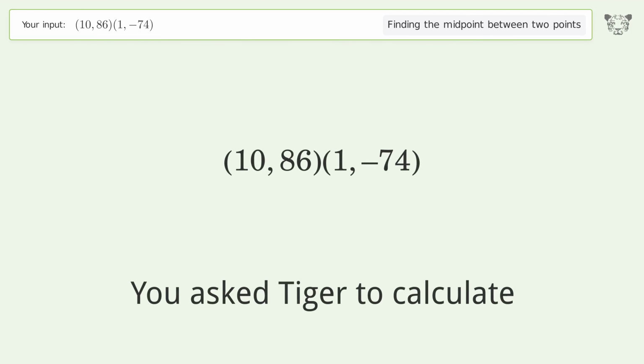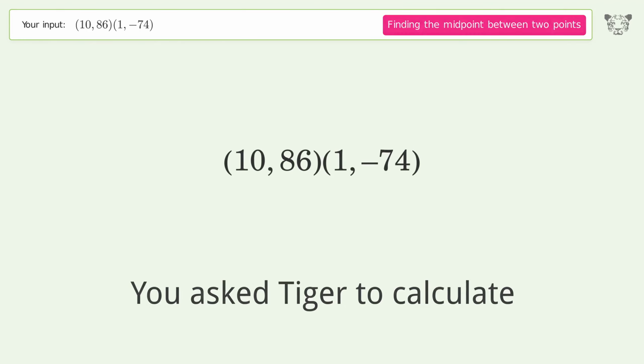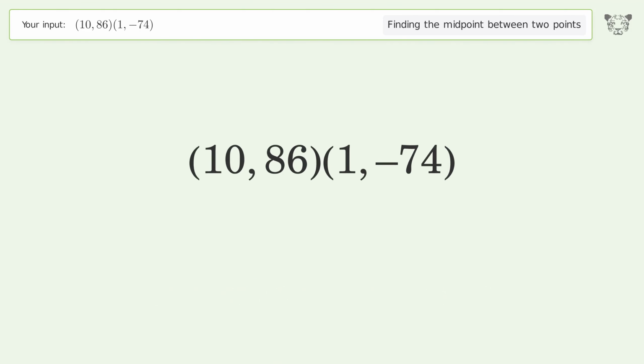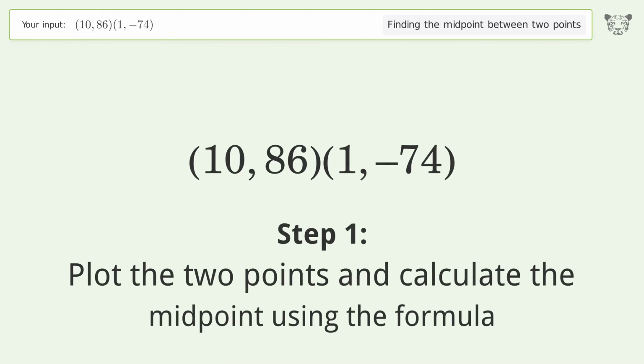You ask Tiger to calculate. This deals with finding the midpoint between 2 points. The midpoint between the 2 points is 5.56. Let's solve it step by step. Plot the 2 points and calculate the midpoint using the formula.